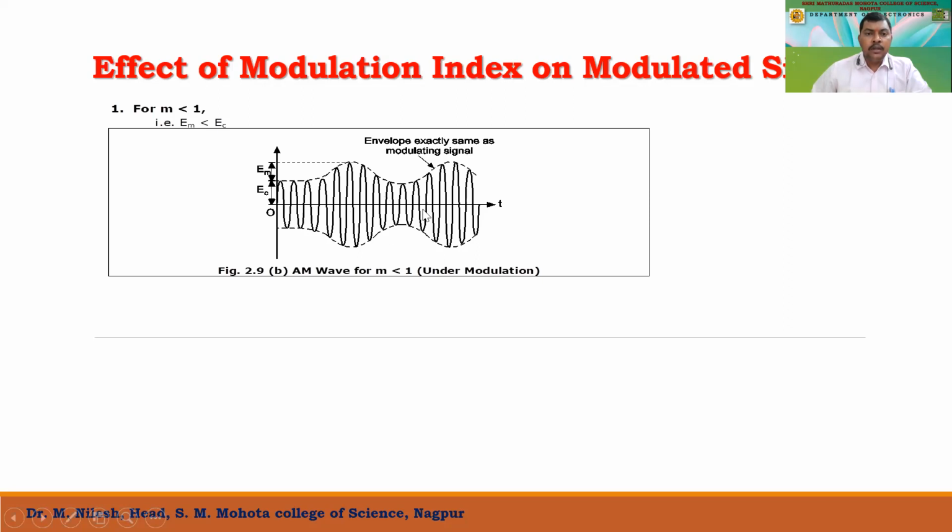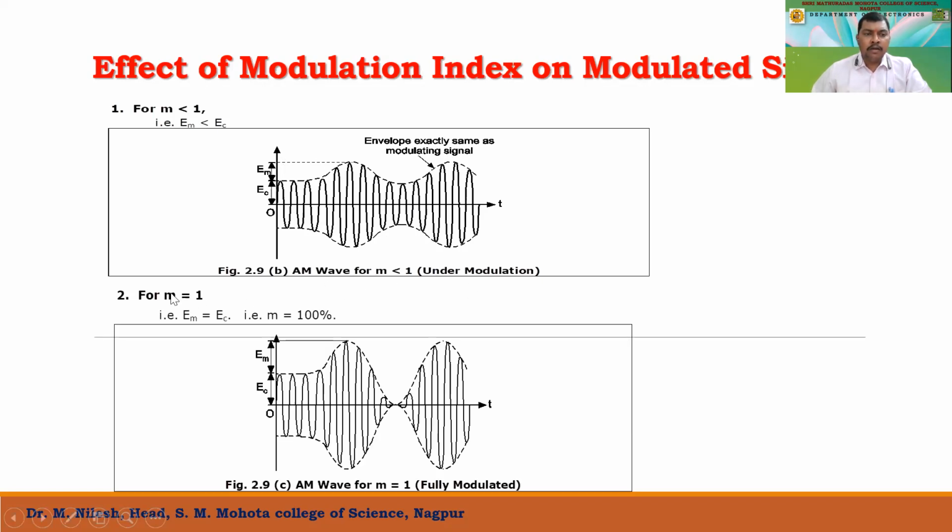We will have under modulation. The difference between Ec and Em will be very small, so that is nearly equal to the modulating signal. That is why we don't require this type of under modulation. And what happens when the modulation index is equal to 1? Then we have Em by Ec, that is, the modulation index is 100%.